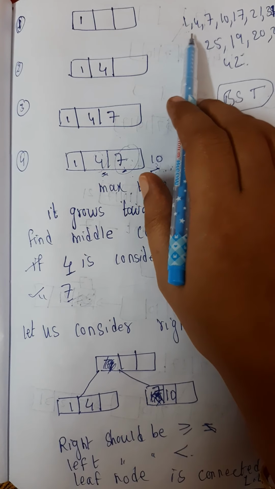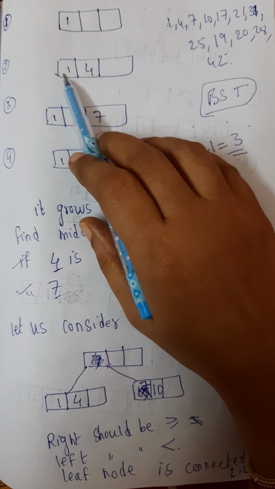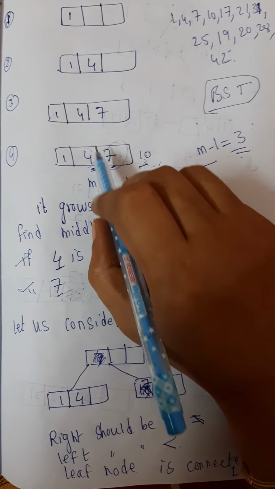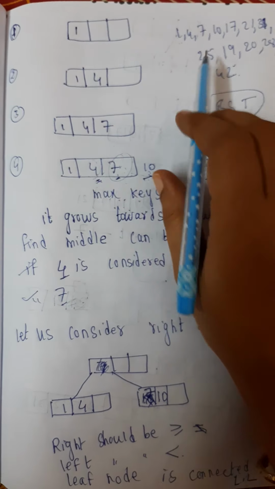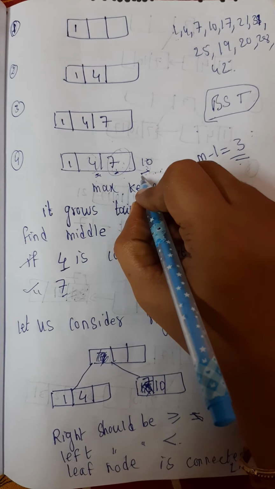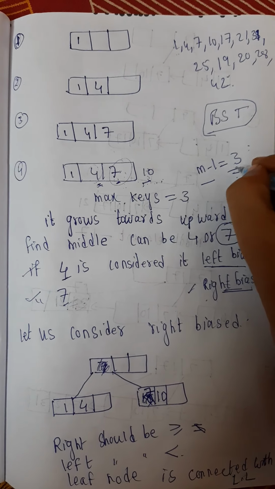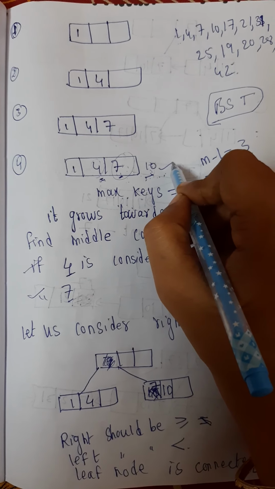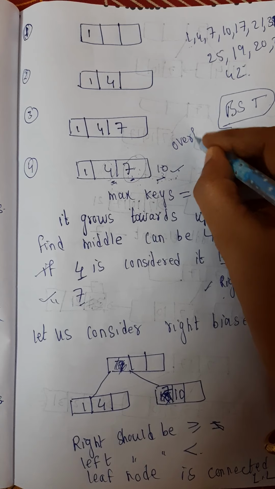Now what is the next element? You have 4. So 4 is greater than 1, so it comes to the right. Now coming to the next one, 7. 7 is greater than 4, so here. Now what's the next element? You have 10. 10 is greater than 7, so here. But how many maximum keys are allowed? 3 keys are allowed. But how many do you have here? 4. That means here we have a condition of overflow.